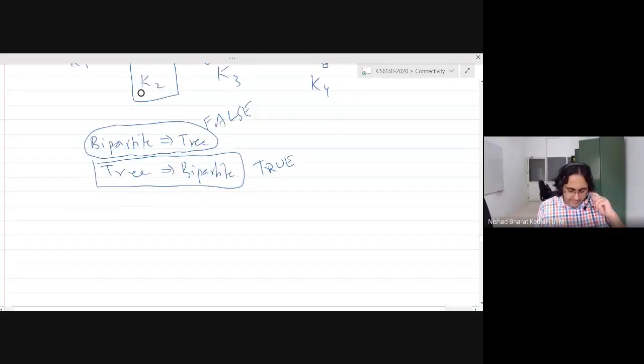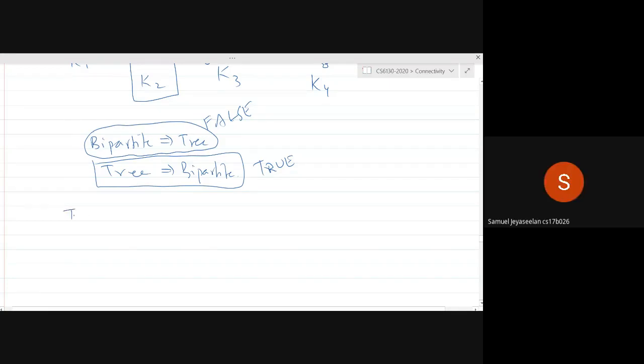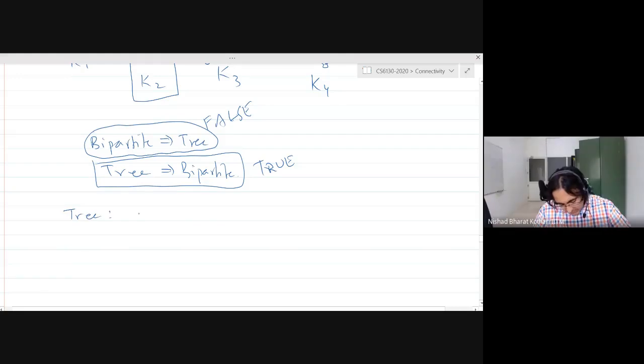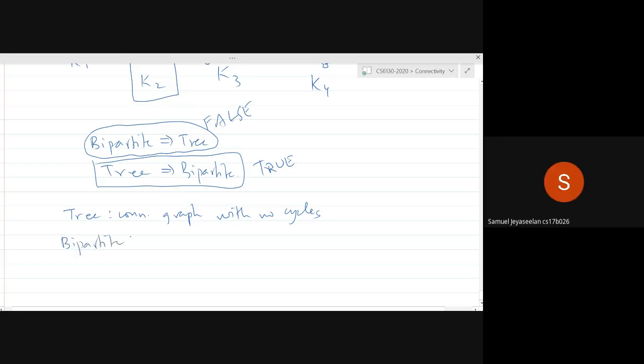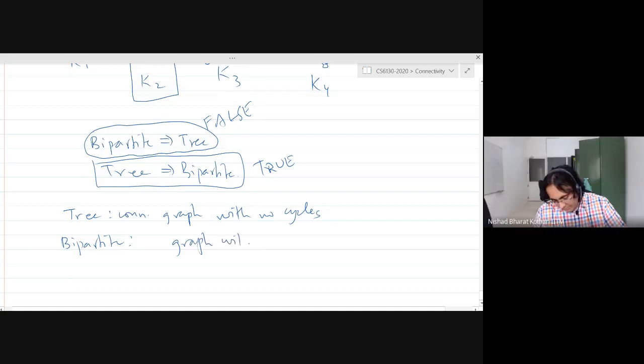What is a characterization of bipartite? How do you define trees? Connected acyclic graphs. A tree is a connected acyclic graph, a connected graph with no cycles. Do you know of a similar characterization of bipartite graphs? Does not have even cycle. No, does not have odd cycles. Does not have odd cycles.